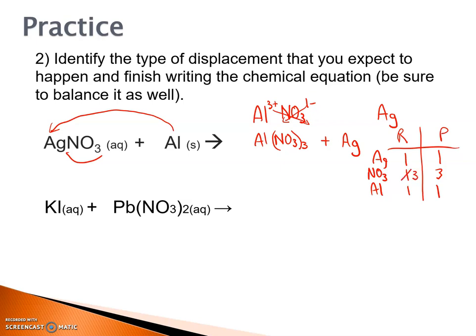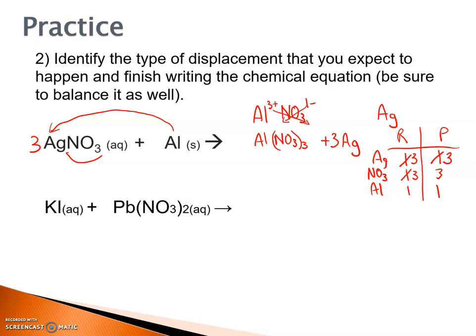So I'm going to go ahead and do something that's going to triple that nitrate. So I'm going to have to write a 3 over here on the reactant side. That's also going to triple the number of silver. Well, because silver is by itself on the product side, if I write a 3 there, now that is balanced. I have the same number of atoms on both the reactant and product sides.